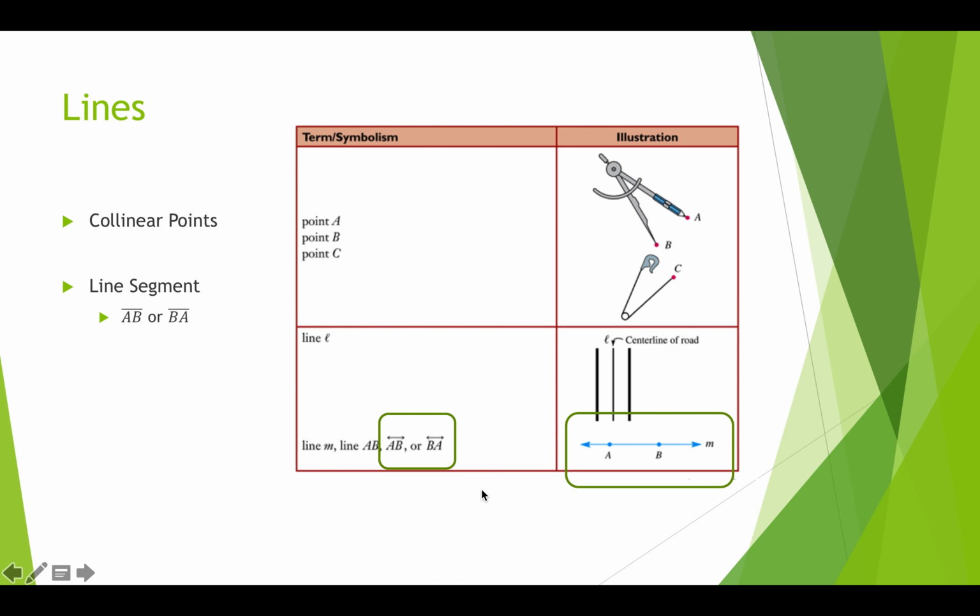A line segment is just a piece of a line. So we don't have the arrows. So line segment AB is just the part from A to B, just what's in the middle, not what's to the left or right.